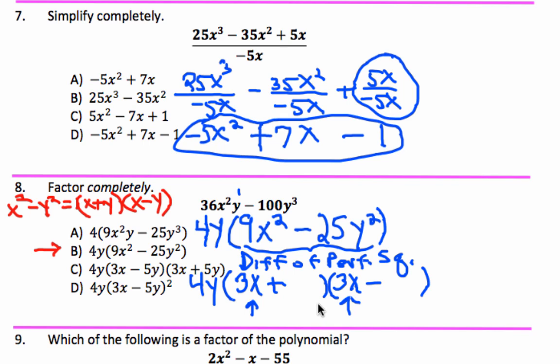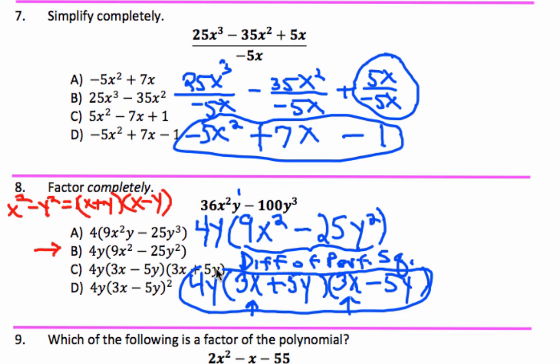Now we ask, what times itself gives you 25y squared? And that's 5y. So we put a 5y here, you put a 5y here, and now we have factored completely. So the answer is 4y times 3x plus 5y times 3x minus 5y. And so the correct answer is choice C.